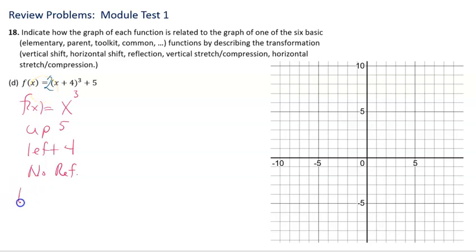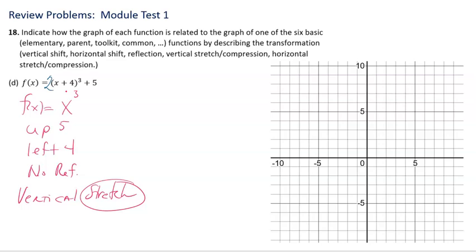But there is what we call a vertical stretch. So notice we stretch the graph out. We have a vertical stretch by 2 right here, because whenever you multiply the function times a value bigger than 1, it is a vertical stretch. Had I made that a 1/2 or some value between 0 and 1, that'd be a vertical compression. There is no horizontal stretch or compression because that would be multiplying the x by some value. And we're not multiplying the x by a value, we're multiplying the x plus 4 to the third by a value.